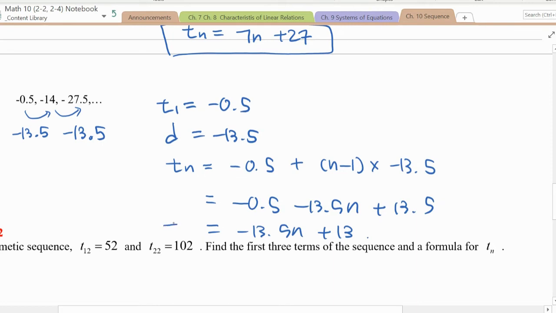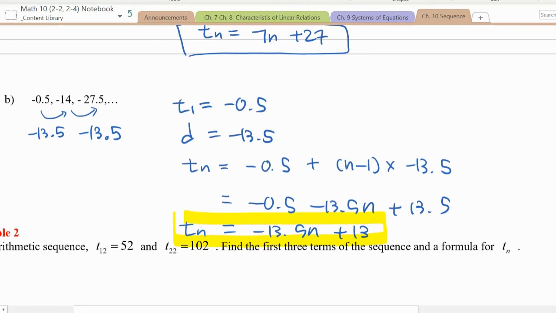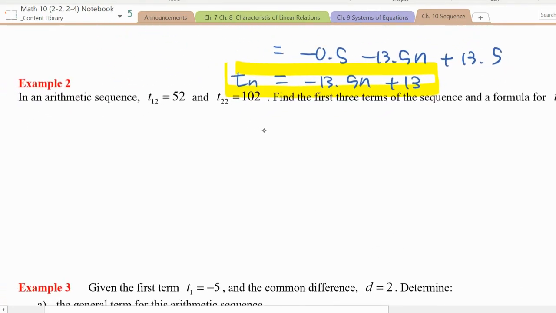So this is the answer. If you simplify, you're going to get this answer. Make sense, everyone? Okay, let's move on to example 2.